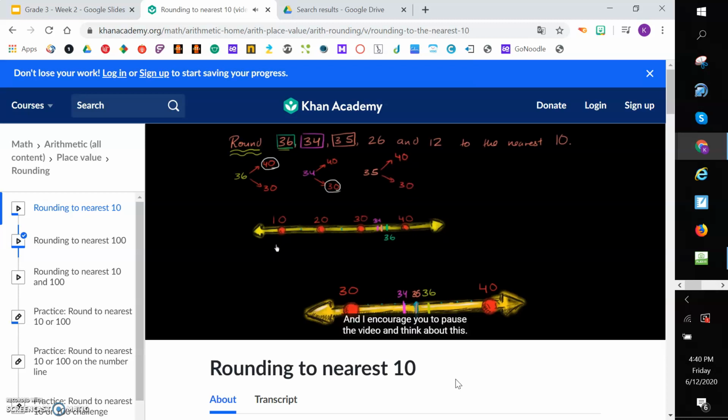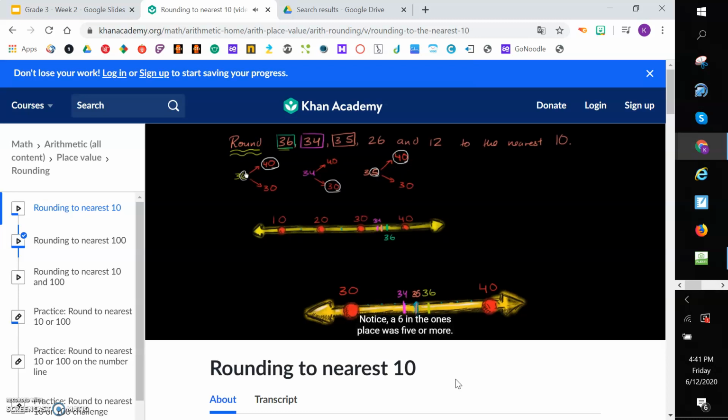I encourage you to pause the video and think about this. Well, this one is a little bit of a conundrum because it's 5 away from both of them. It's 5 away from 40 and 5 away from 30. So the mathematical community has decided to define what to do in the case where you have a 5 in the ones place. If you have a 5 or more in the ones place, you will round up. This is just a rule. 5 or more in the ones place, you round up. So 35, you round up to 40.